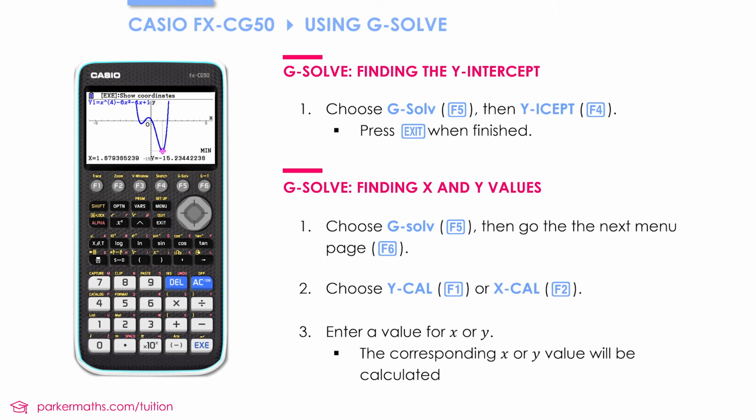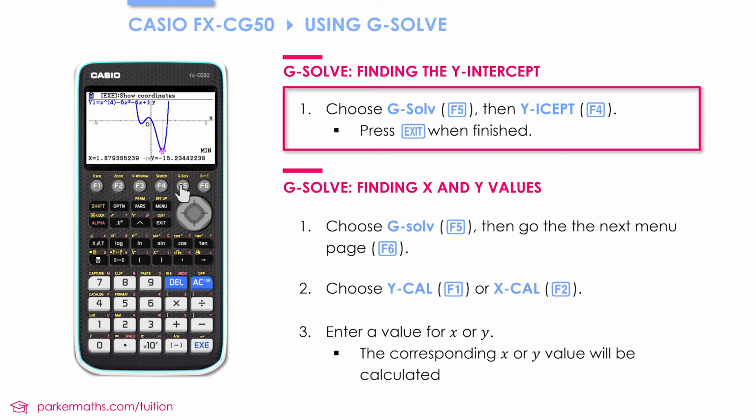Next, we'll do the y-intercept. This one's nice and straightforward. We go gsolve y-intercept. There we go, y equals 1.